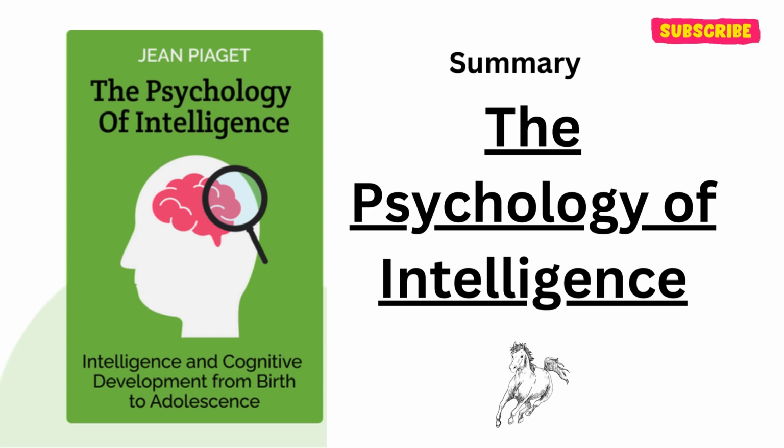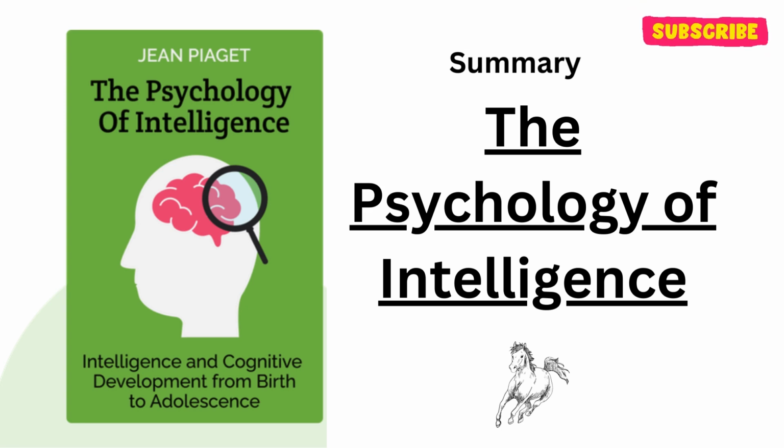Piaget begins by discussing the nature of intelligence and its relationship with adaptation. He argues that intelligence is not simply the ability to memorize facts or solve problems, but rather a dynamic process of assimilating new information into existing mental structures and accommodating these structures to fit new experiences. This process, known as adaptation, is driven by two complementary processes: assimilation and accommodation. Assimilation involves incorporating new information into existing cognitive frameworks, while accommodation involves modifying these frameworks to better fit new information.